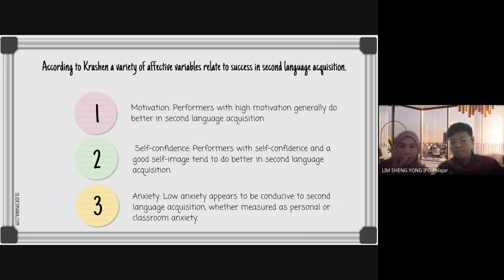And then the second variable is self-confidence. Performers, which are the students, with self-confidence and a good self-image tend to do better in second language acquisition because they have the confidence to talk, to speak, and to share their ideas. And then the third variable is anxiety, where low anxiety appears to be conducive to second language acquisition, whether measured as personal or classroom anxiety.